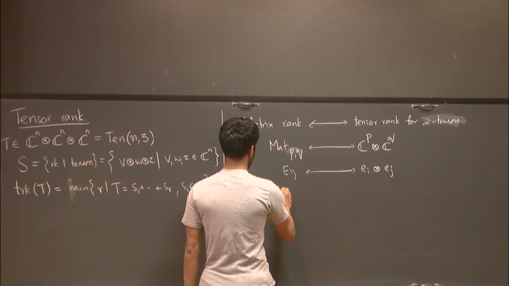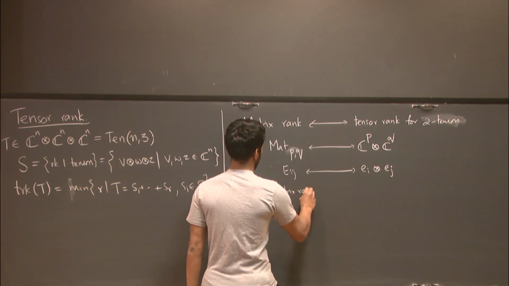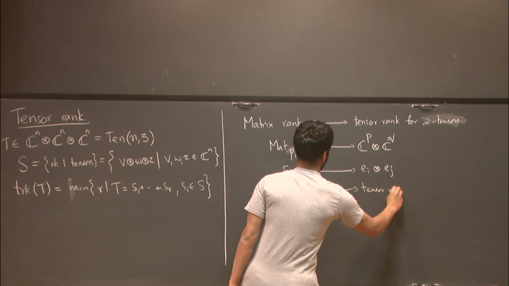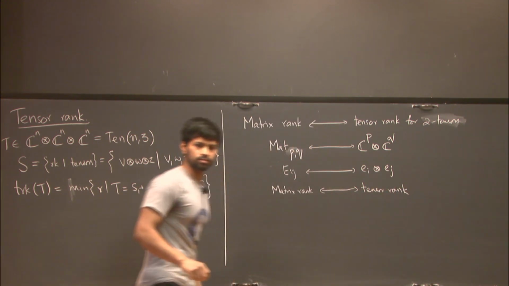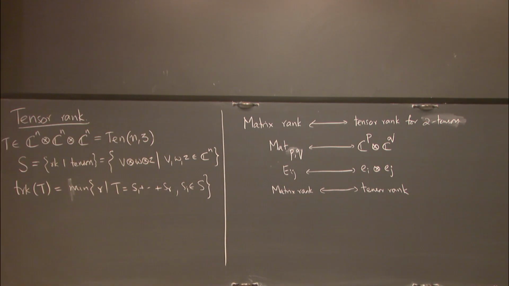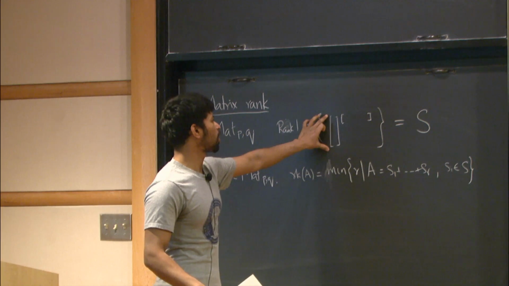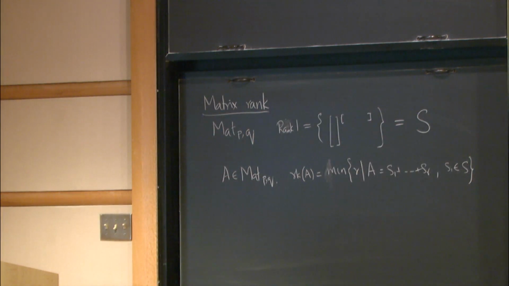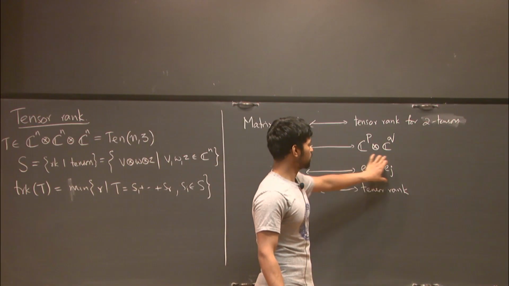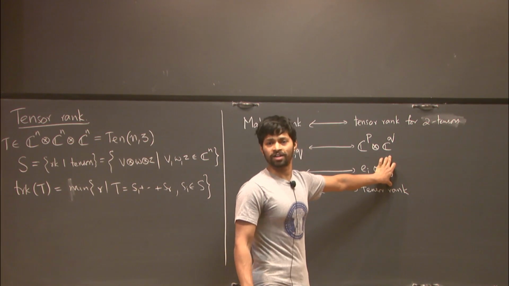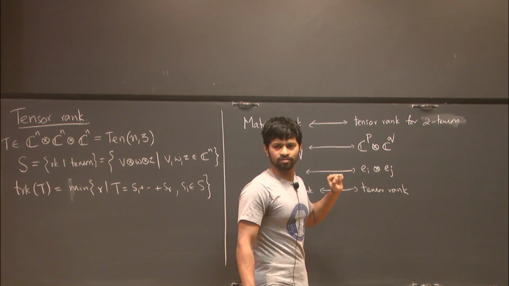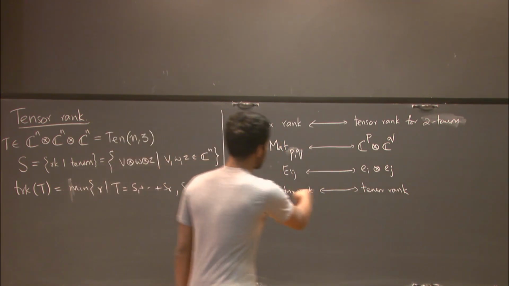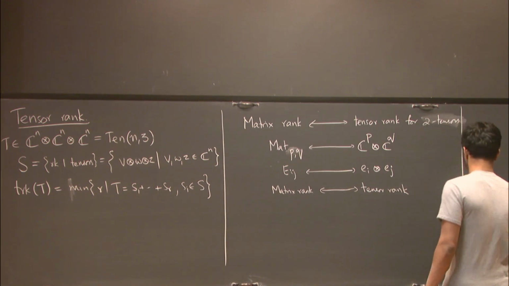But then I say matrix rank will go to tensor rank. Okay, this is something that's not so hard to see. A column vector times a row vector under this translation will go to a column vector tensored with another column vector, if you wish. Okay, there we go. So we will keep switching between the two when we want to.